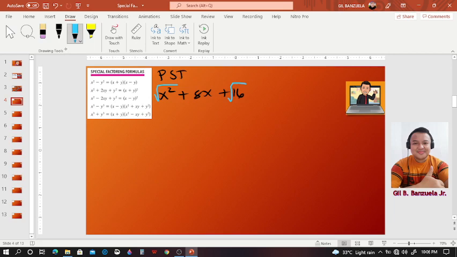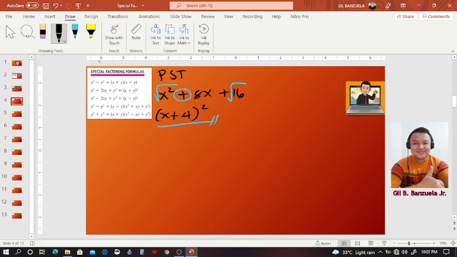Okay? So since the square root of x squared gives us x, and the square root of 16 gives us 4, therefore this is a perfect square. And again, just like what I told you on our first exercise on PST, we simply copy the sign at the middle, then put a square. So therefore this is our final answer. Okay? So the checking is yours. Kayo na pong bahala mag-double check.